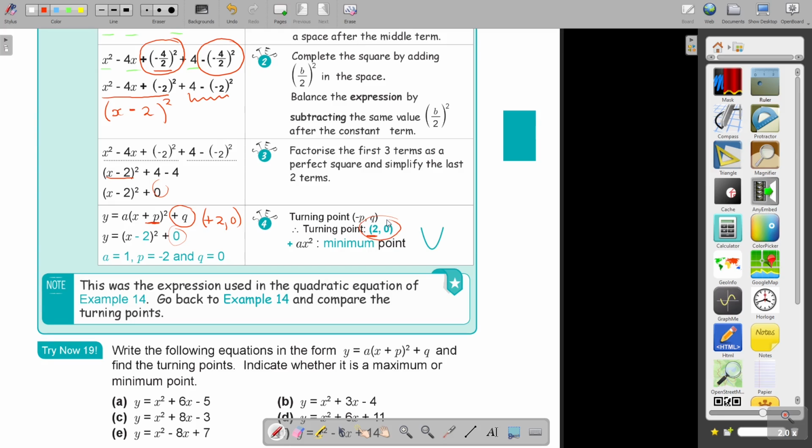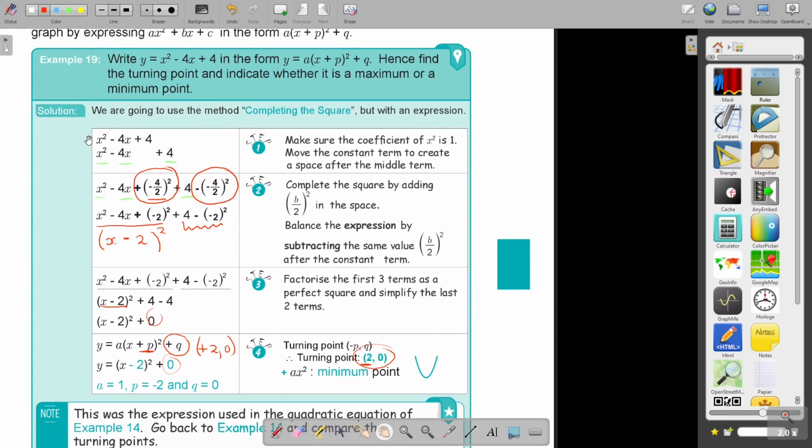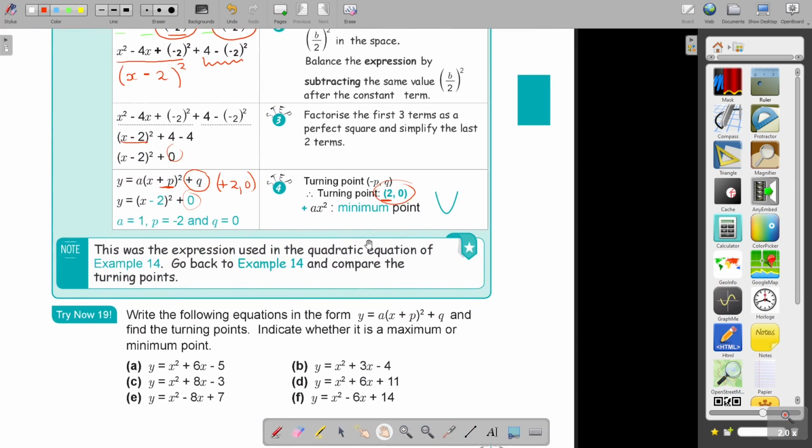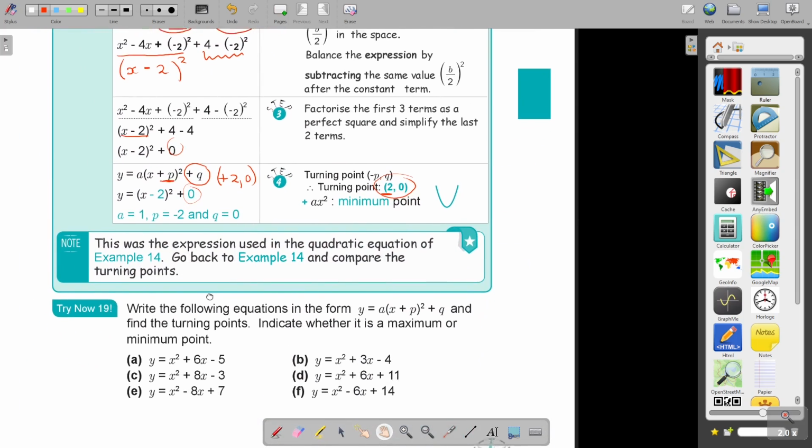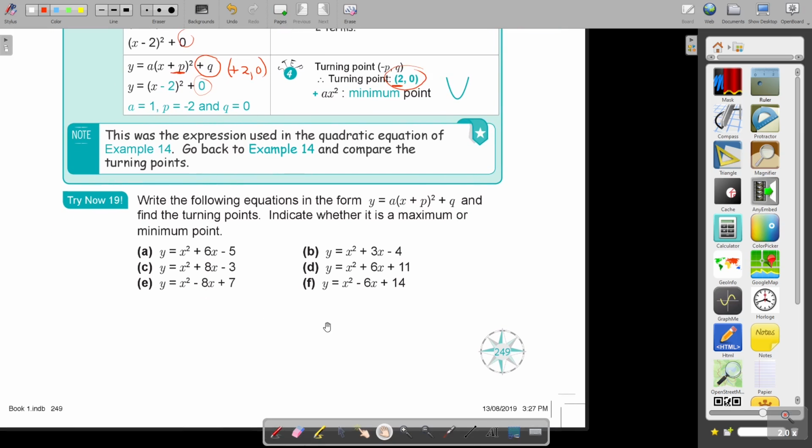And then, according to this, can I just show you there? If it's positive there, then it will look like this. It will have a minimum point. And if it's negative, it will have a maximum point. Okay. So this was extra quadratic. Go back to and complete the turnings. So very good practice there on page 249.